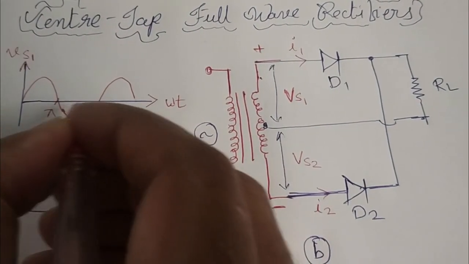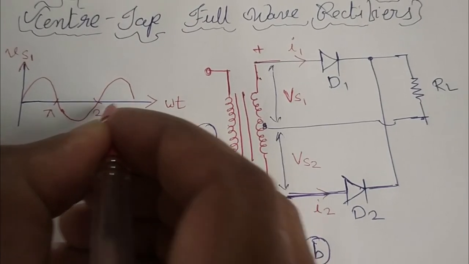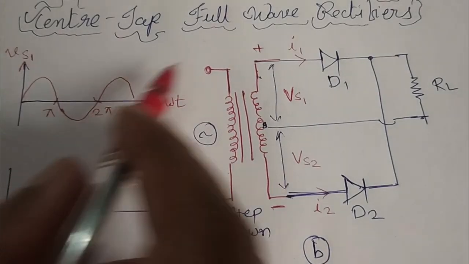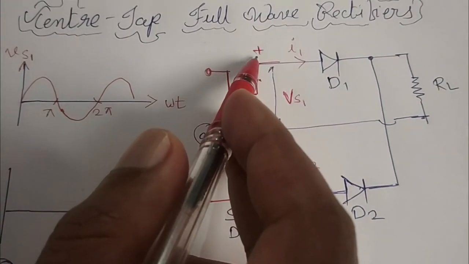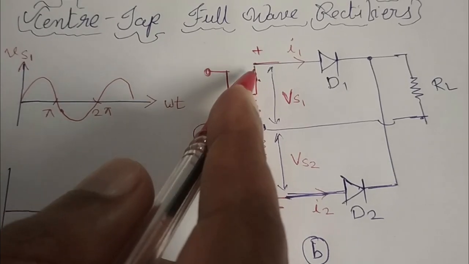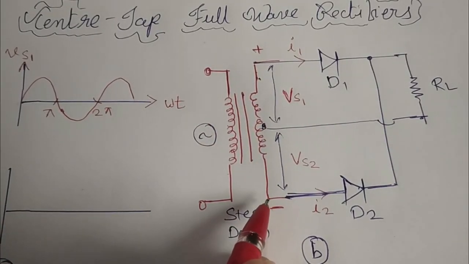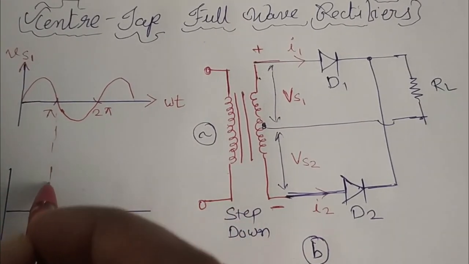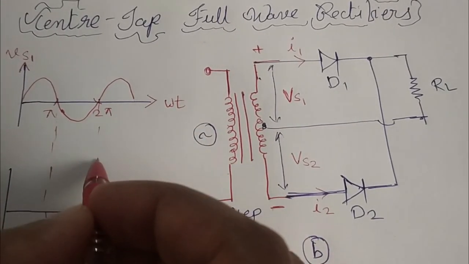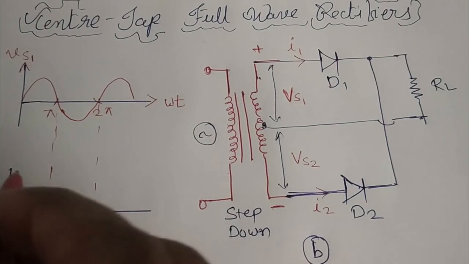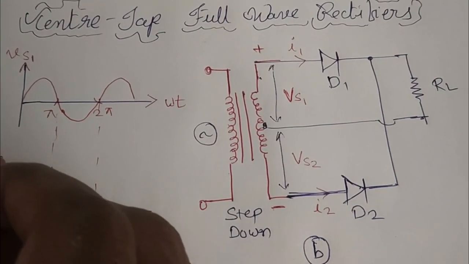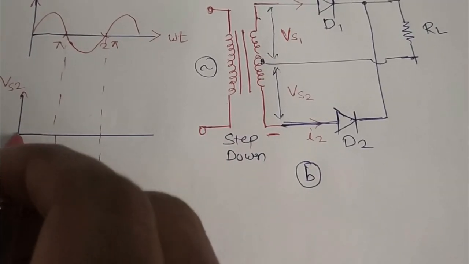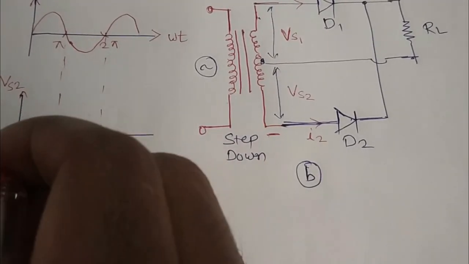These gaps are given as pi, 2 pi, 3 pi and so on. Now VS1 starts at the positive cycle. When this one is the positive cycle, here we have the negative cycle. So what will happen for VS2, if we have to plot the graph for VS2? It will start from the negative cycle, so it will go like this.